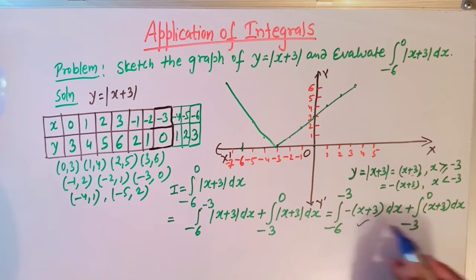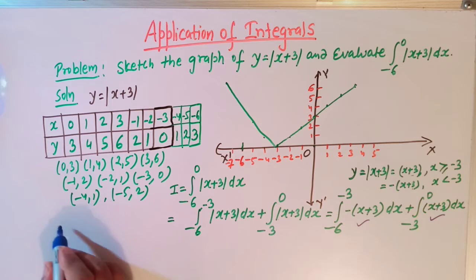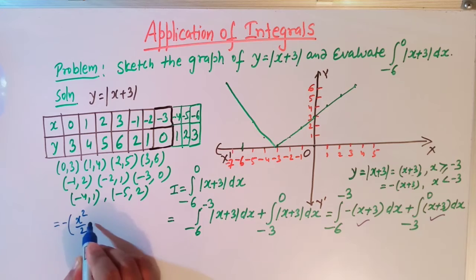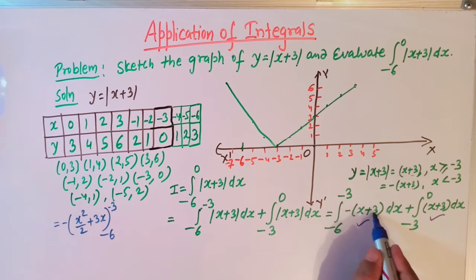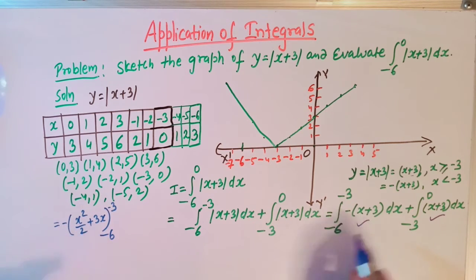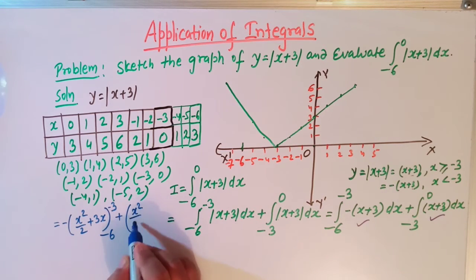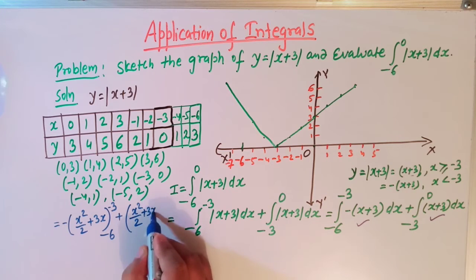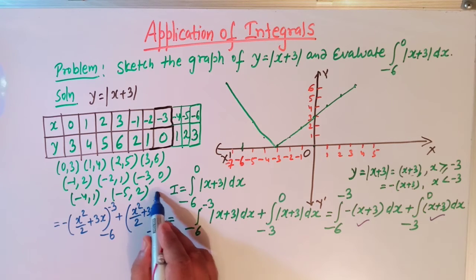Now these are two simple definite integrals which can be simply evaluated. We have minus of x square by 2 plus 3x from minus 6 to minus 3. The integral of x plus 3 is x square by 2 plus 3x, and then we have x square by 2 plus 3x, and the limits are from minus 3 to 0, right?